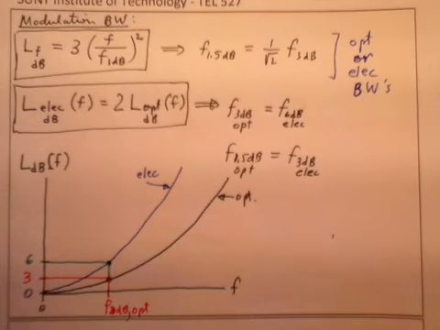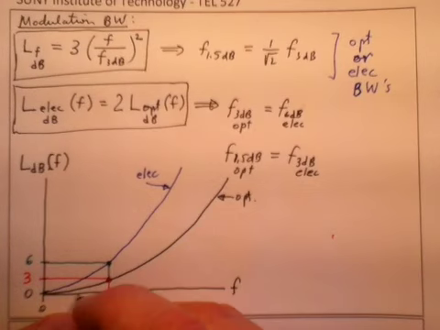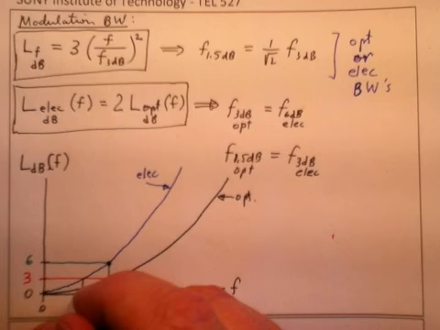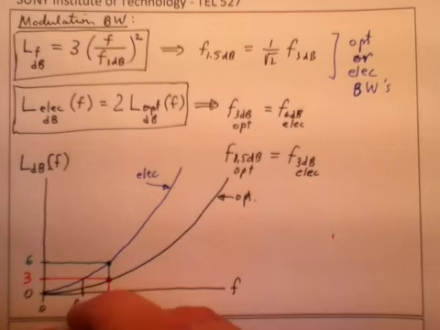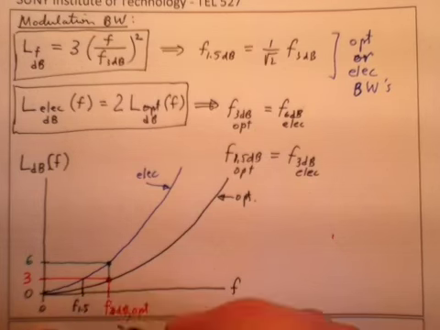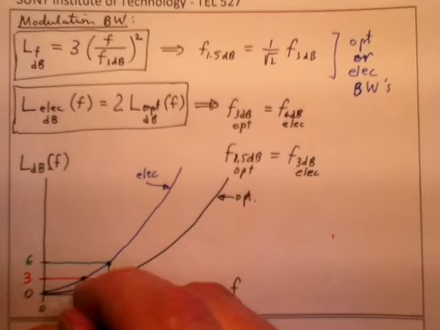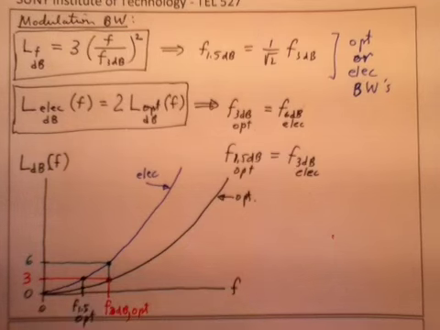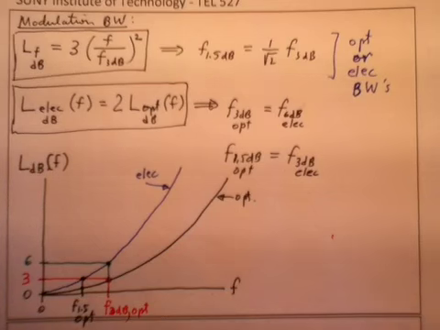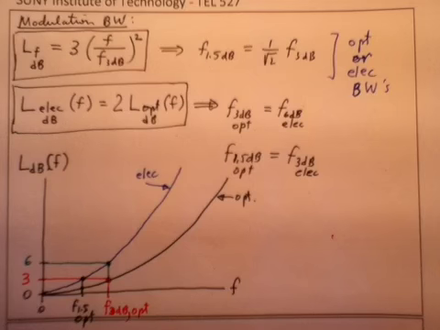I guess the 1.5 is down here somewhere. Here's the F 1.5 optical, and it corresponds to the F 3 dB on the electrical curve. Okay, so this is just a geometrical interpretation of what that curve looks like.